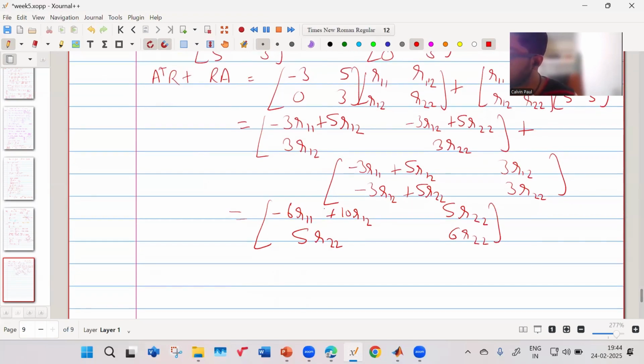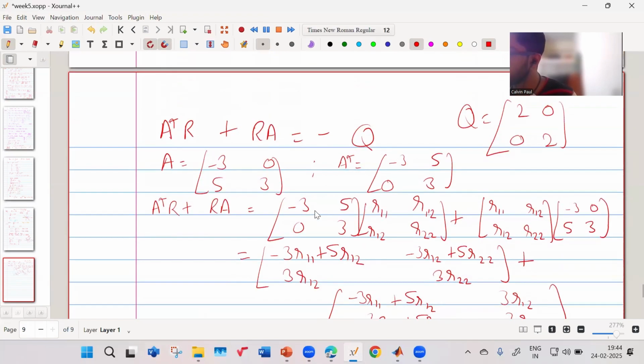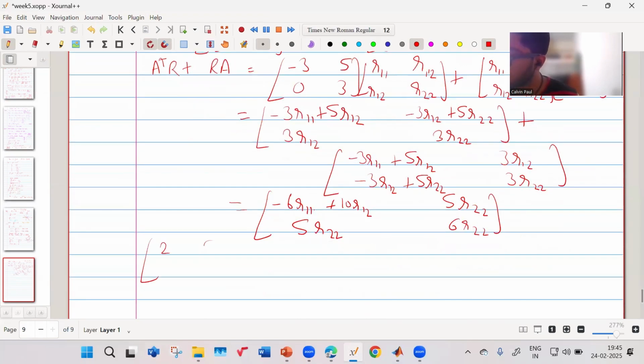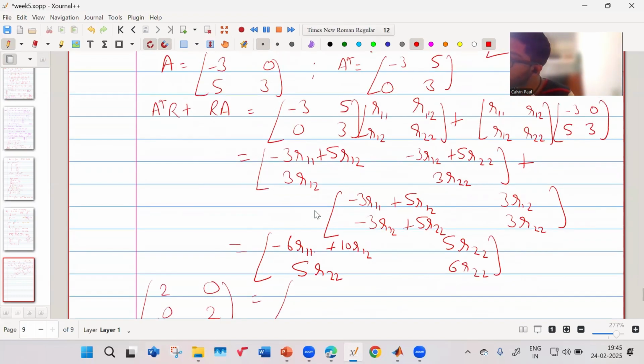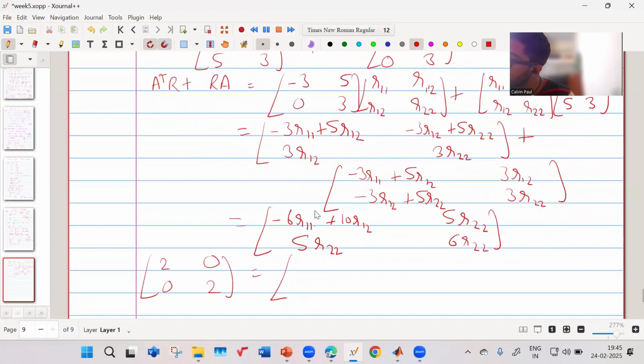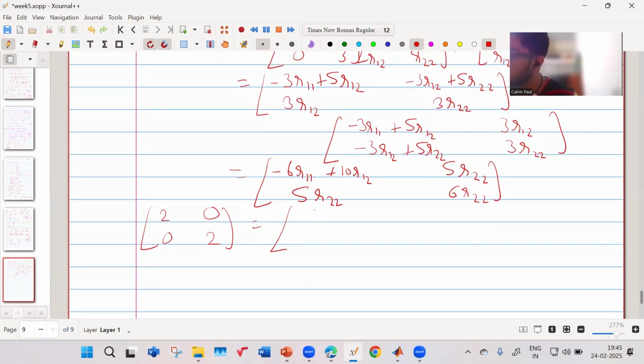So this will be equal to our Q, which is 2002. So there's a problem. It is not coming equal because we are getting two conflicting situations. We are getting R22 should be equal to 0 and R22 should be equal to 3. So this is not possible.